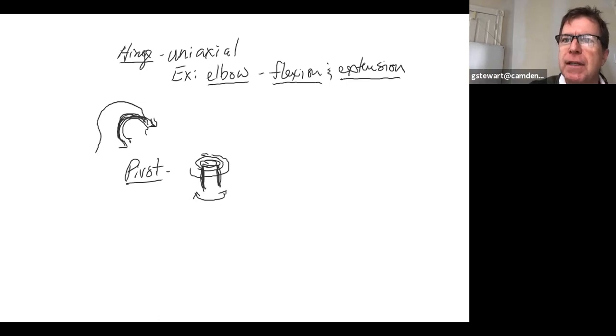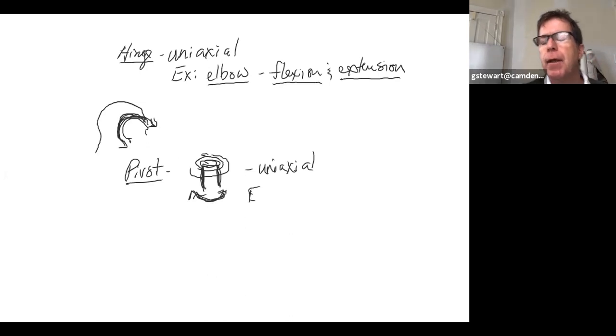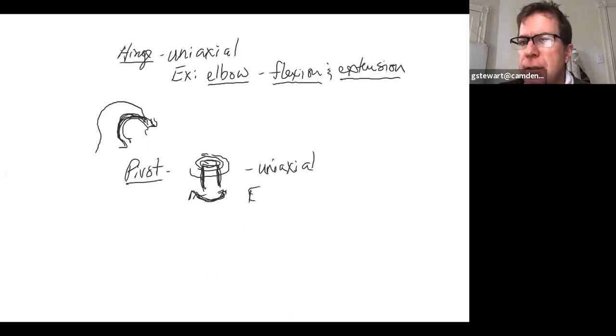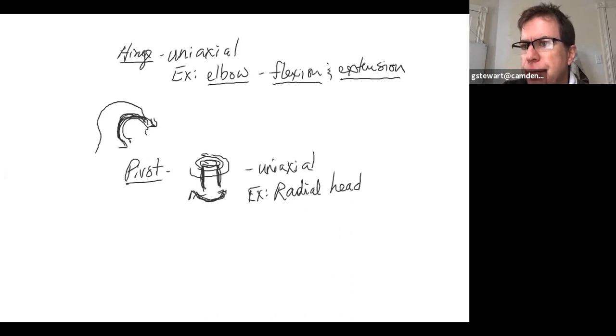Classic pivot joint example. Oh, first let me tell you that they're uniaxial in movement. That means there's just rotation around one axis here of movement. Classic example of this is where the head of the radius, so I'm going to write radial head. I'll draw a picture in a moment. Radial head, where it articulates with the ulna.